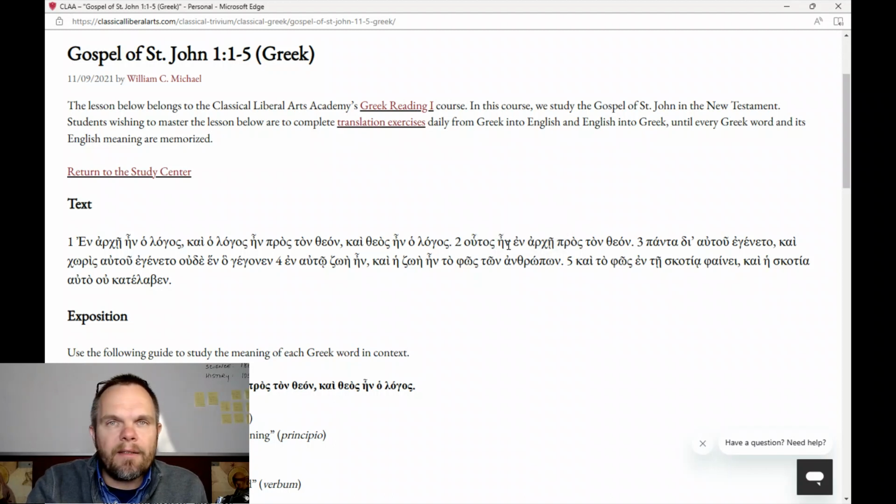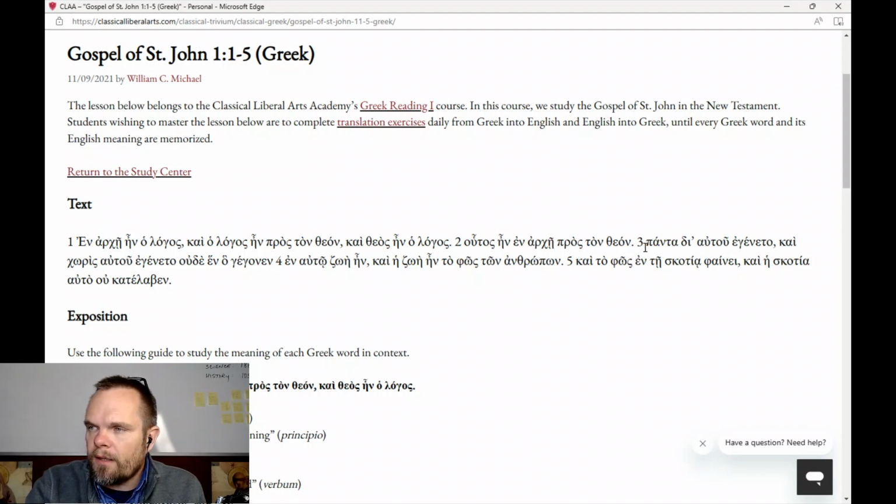We then have ein again. We then have en again, which is the same word as we saw at the beginning of the sentence, except it began with an uppercase epsilon, and now we see the lowercase epsilon. So hu-tos, ein, en, and we have arche again. Arche, pros, ton, theon. So this sentence here we have hu-tos, which is new, and then all the other words are being repeated. We've already learned them. Hu-tos, ein, en arche, pros, ton, theon.